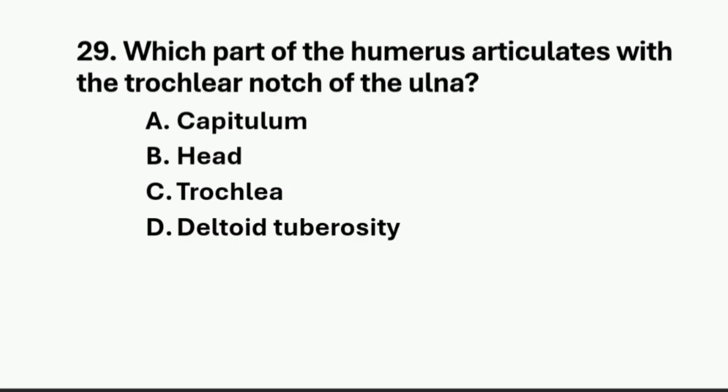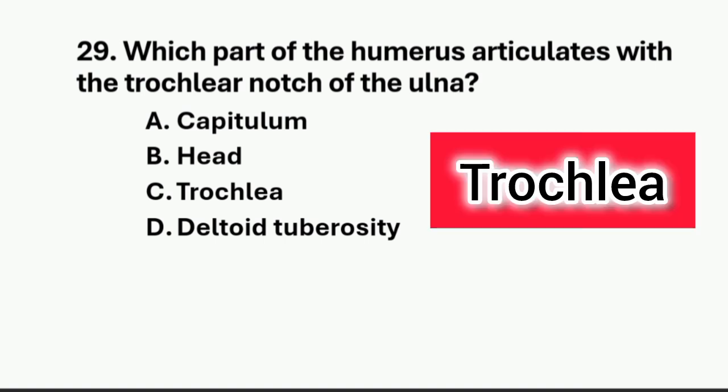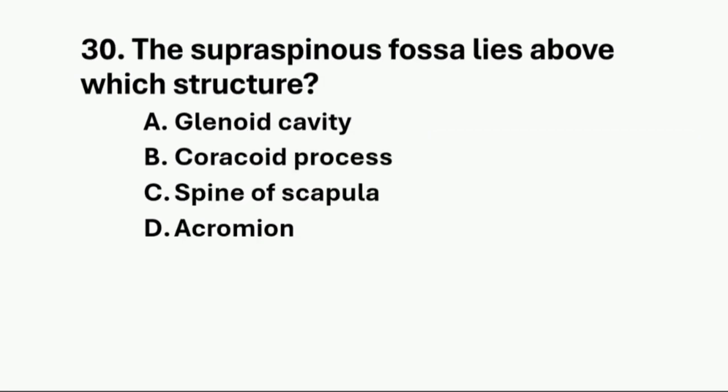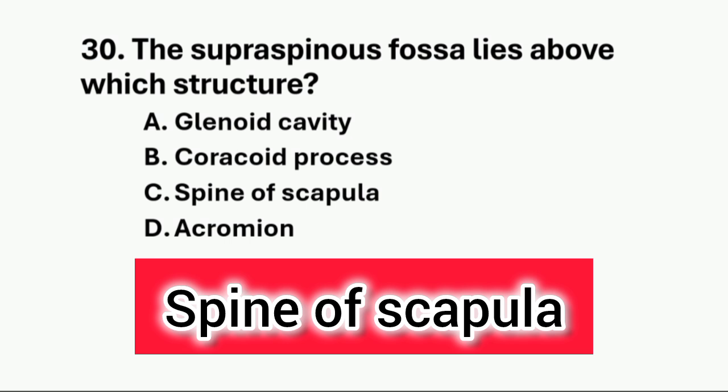Which part of the humerus articulates with the trochlear notch of the ulna? The correct answer is option number C, trochlea. The supraspinatus fossa lies above which structure? Correct answer is option number C, spine of the scapula.